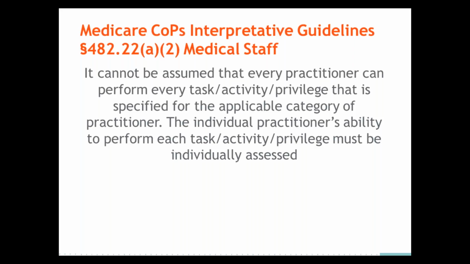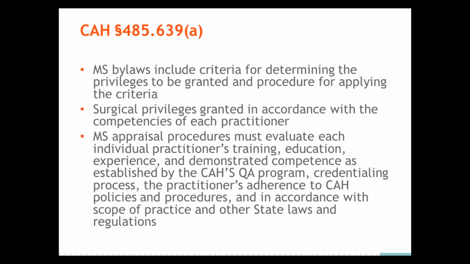So within a critical access hospital, there's some little bit different language. It says that the medical staff bylaws have to include the criteria for determining what privileges are going to be granted and a procedure for applying that criteria. There also is a requirement about surgical privileges that they're granted in accordance with the competencies of each practitioner. So what they're saying here is that if someone wants to have privileges to do a surgical procedure, you have to determine that they're competent to be able to do that.